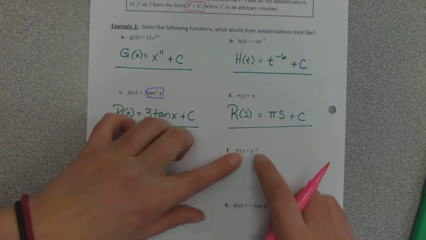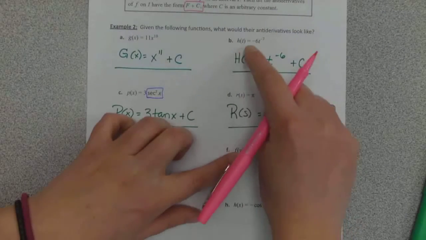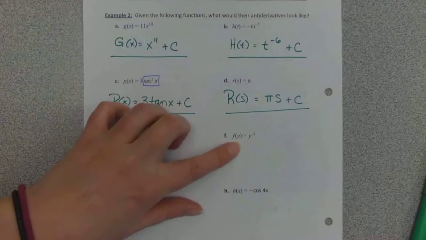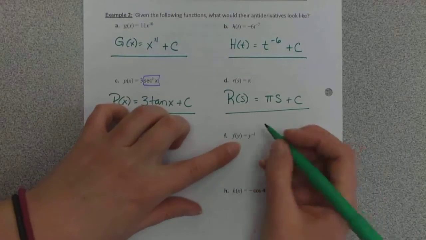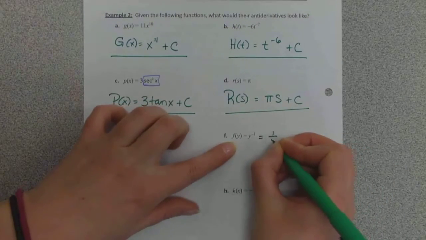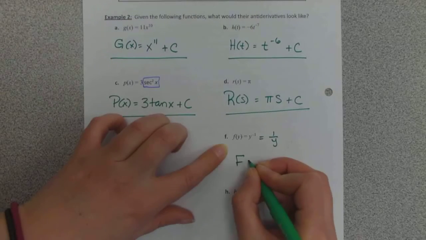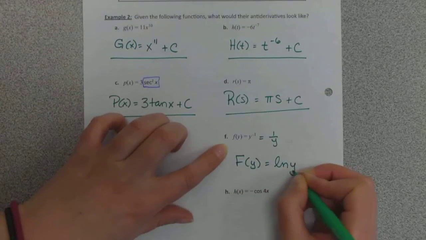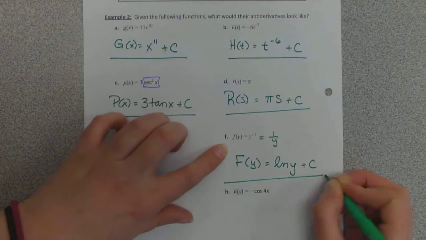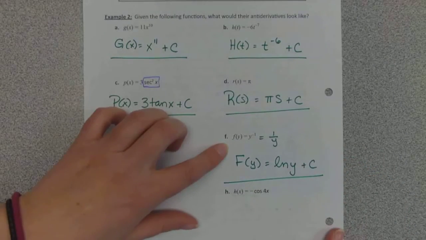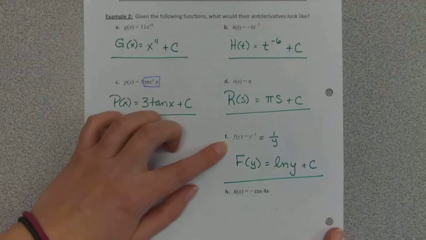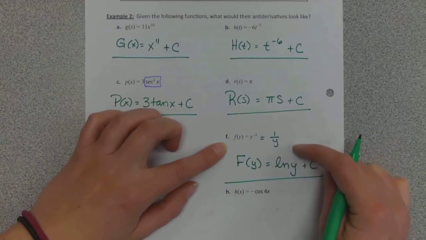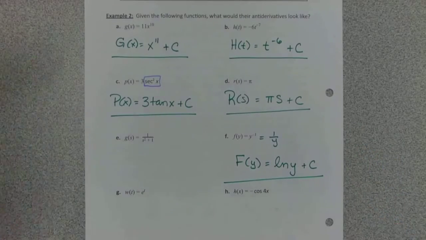In this one, I can't use the power property like I used up here, because if I add 1 to this, I've got y to the negative 1, that doesn't work. Here instead, I need to think that this is the same thing as 1 over y. So the antiderivative of 1 over y must be natural log of y. Just as a property, because the derivative of natural log of y is 1 over y, then the antiderivative of 1 over y has to be natural log of y.